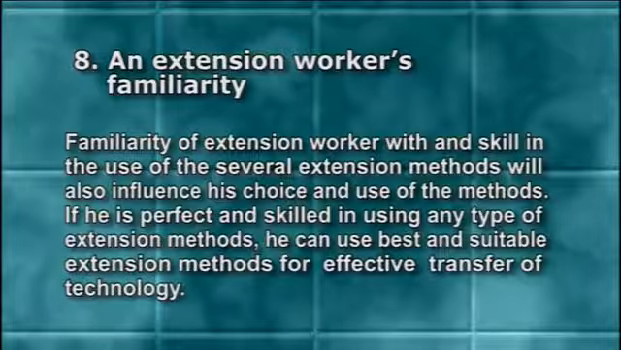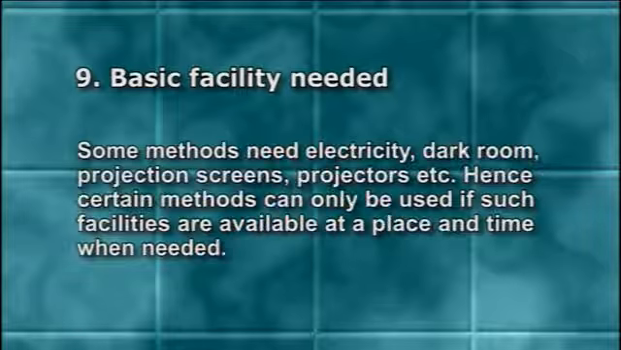Number 8. An extension worker's familiarity. Familiarity of extension worker with and skill in the use of several extension methods will also influence his choice and use of the methods. If he is perfect and skilled in using any type of extension methods, he can use best and suitable extension methods for effective transfer of technology. Number 9. Basic facility needed. Some methods need electricity, dark room, projection screens, projectors, etc. Hence, certain methods can only be used if facilities are available at the place and time when needed.